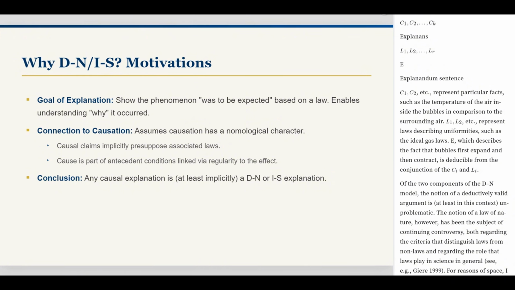It's like saying, aha, it makes sense now, because it fits within the grand scheme of natural laws. This gives us that satisfying feeling of understanding why something happened. Second, Hempel tied explanation closely to causation. He believed that whenever we talk about causes, we're implicitly talking about laws. A cause, he thought, is part of a cluster of conditions that regularly lead to an effect, according to some law. So, if you can give a causal explanation, you've essentially provided a DN or IS explanation, even if implicitly. For Hempel, causation and lawful explanation were two sides of the same coin.